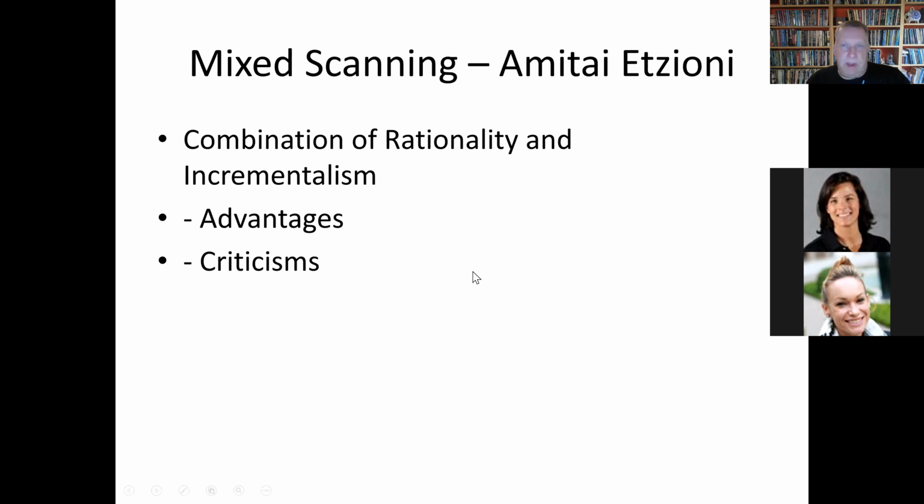Our third decision-making model combines our first two together. So it combines rational comprehensive together with incrementalism. And that's a model known as mixed scanning. It comes to us from a theorist by the name of Amitai Etzioni. Etzioni's mixed scanning combines rationality and incrementalism and makes the argument that we will try and be more rational for our bigger, more momentous issues while being incremental and saving time and money for our smaller, more mundane issues.